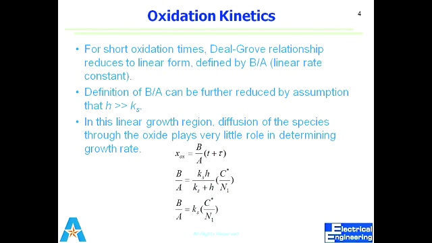Why does the Deal-Grove equation reduce to the linear form? Because we ignore X oxide squared. Being very small as compared to the other terms, it is ignored, so we get this. And B over A is actually the linear rate constant.